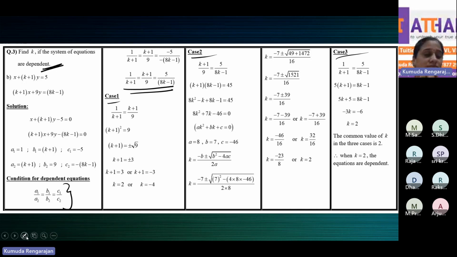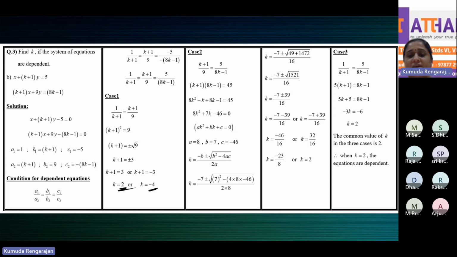So now, in the first case, you get k is 2 or minus 4. In the second case, you get k is 2 or minus 23 by 8. In the third case, we get only 2. So what is the common solution? 2. So the common solution of k in the three cases is 2. If you work two cases, you must say the common solution of k in the two cases is 2. I have worked all three, so I've said three cases. So when k is 2, the equations are dependent.